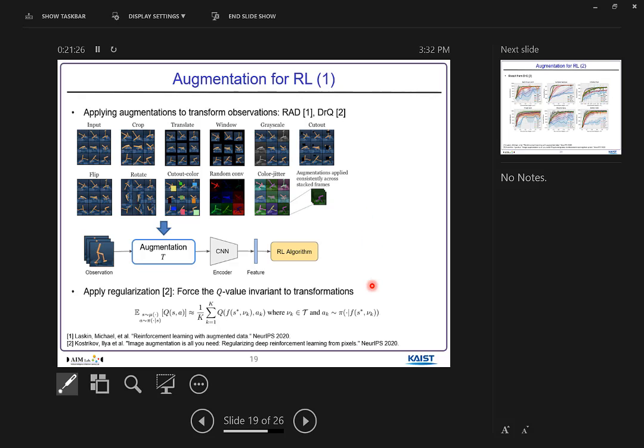Only one thing about news. Both of them are published in Knowledge. But this one is not really identical. It is also augmentation, but this one has something new. They apply some regularization, and the principle of this regularization is that the output of the Q value should be invariant to the transformation. So it means that the output of the Q value should remain the same regardless of the transformation.